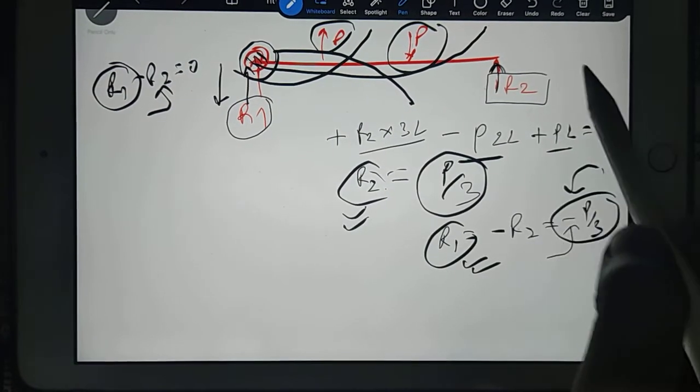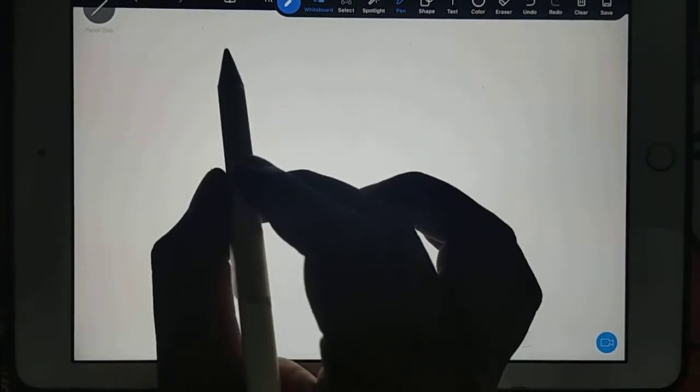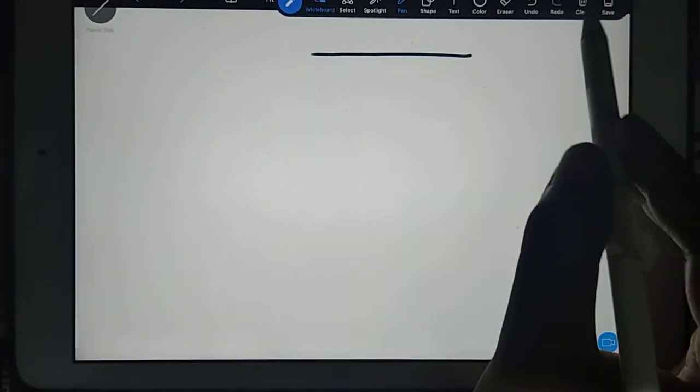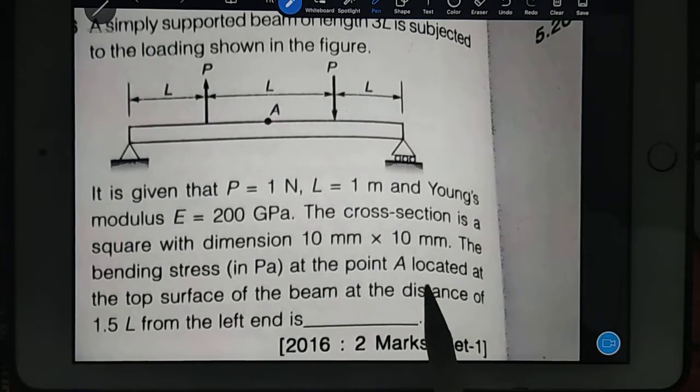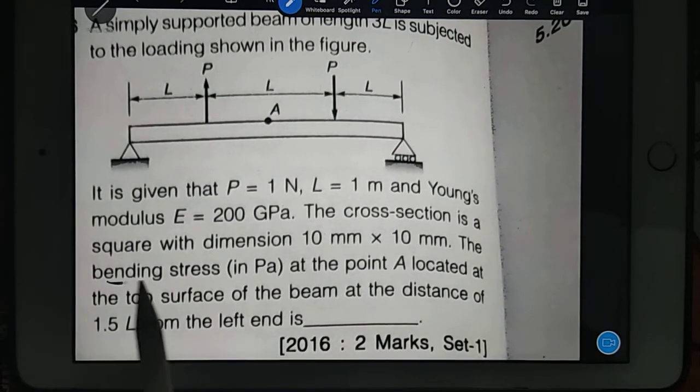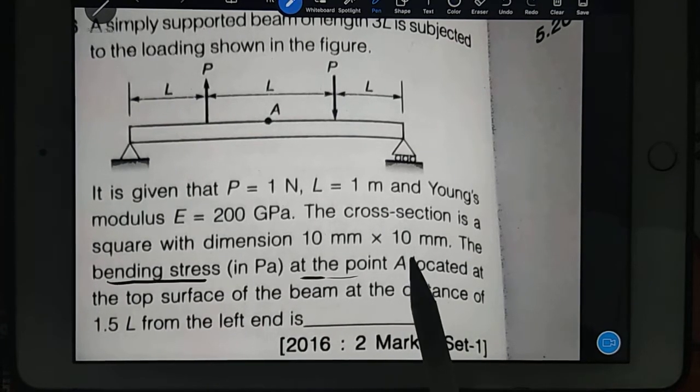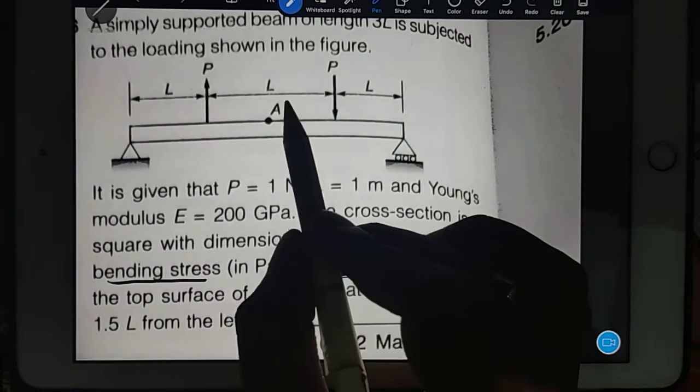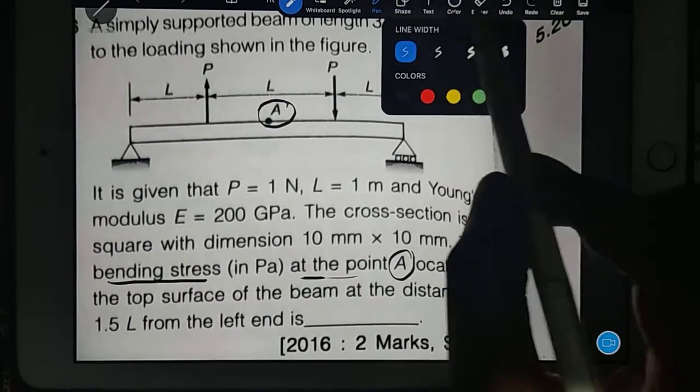Okay, now this is not our job. Our job is to calculate the stress. See, I will explain what our job is. You read the question again. We have to find out bending stress, not the shear stress, sorry, bending stress at a point A. Where is the point A? This is your point A. You can see where the point is located.